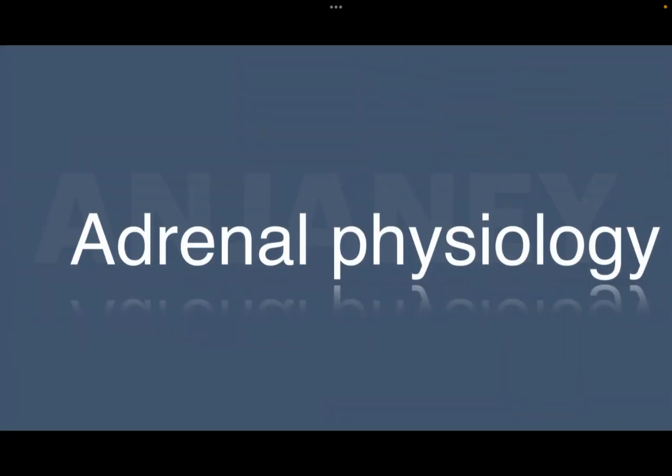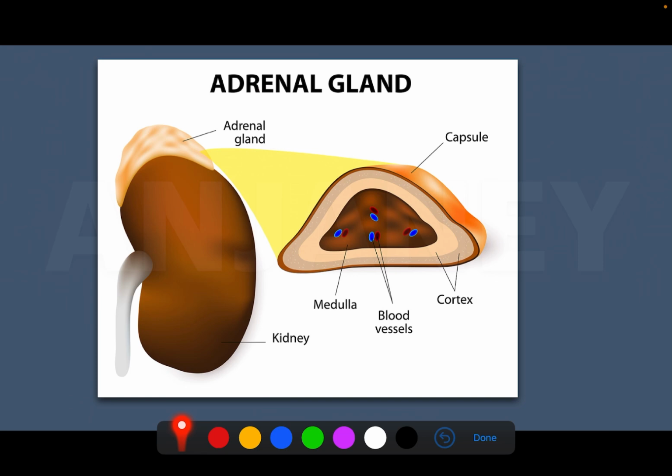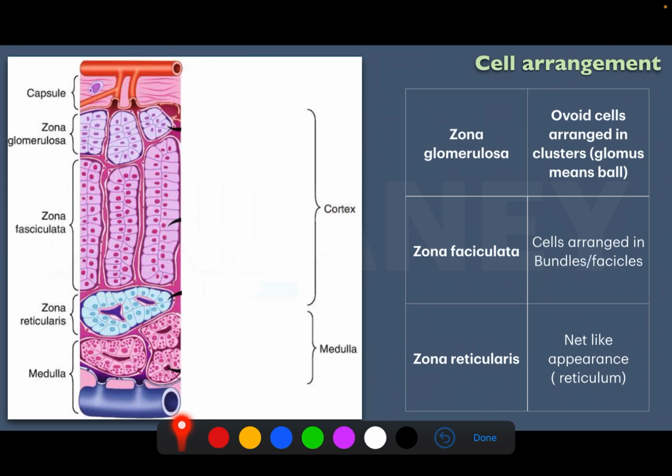So we are starting with adrenal physiology. The adrenal gland has two main components, medulla and cortex. Medulla is the central one and cortex is the outer one. This cortex is divided again into three parts. The sequence is GFR: glomerulosa, fasciculata and reticularis.